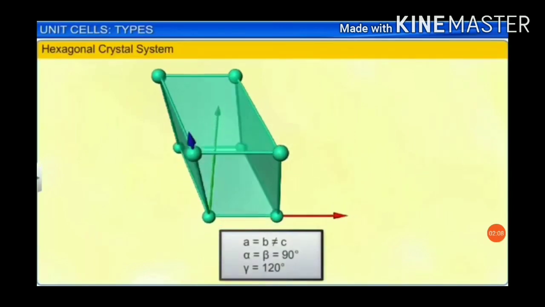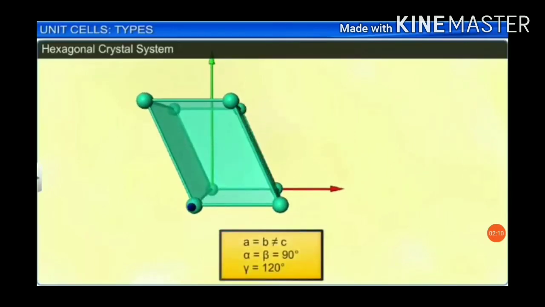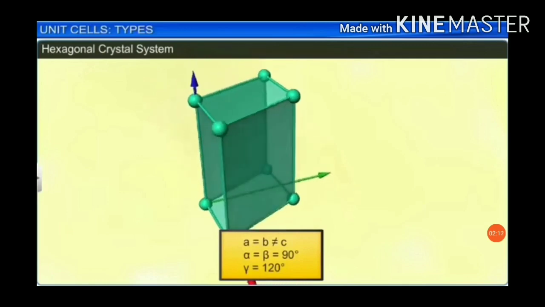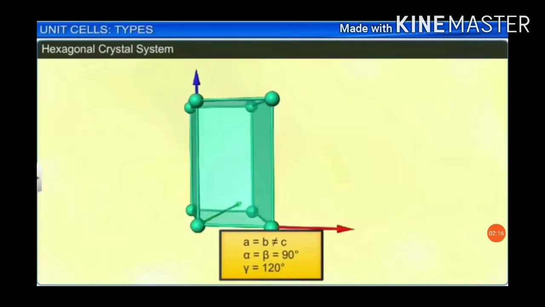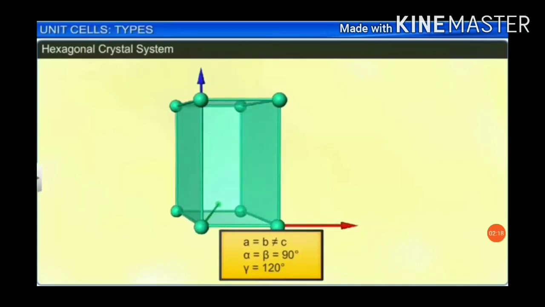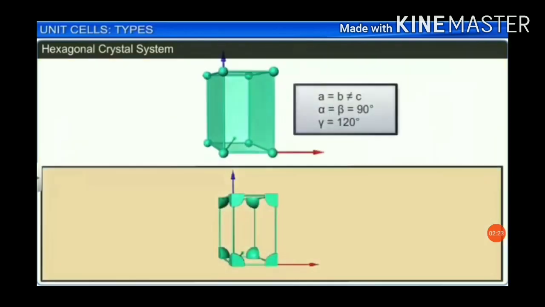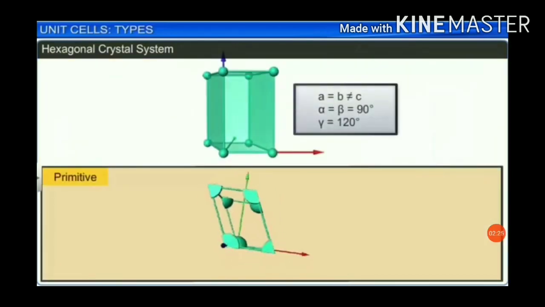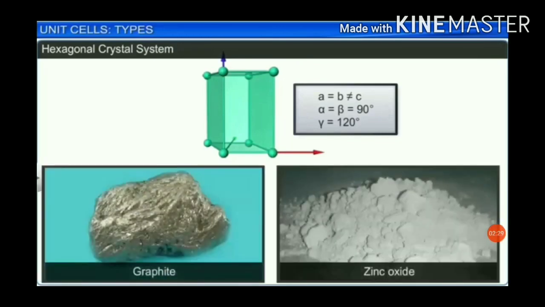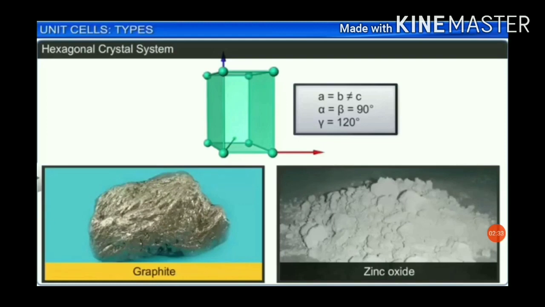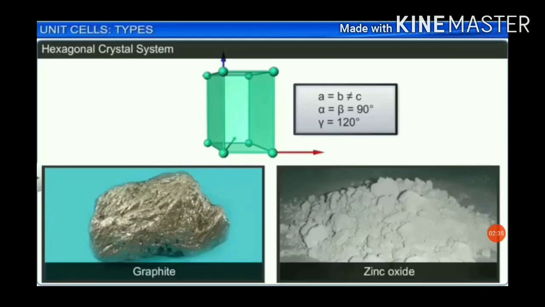The next one is the hexagonal crystal system. In this, a equals b, which is not equal to c. Alpha equals beta equals 90 degrees. Gamma equals 120 degrees. The possible variation is primitive only. Examples: graphite, zinc oxide, etc.